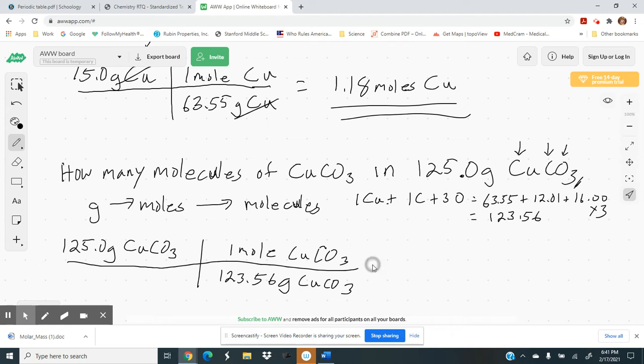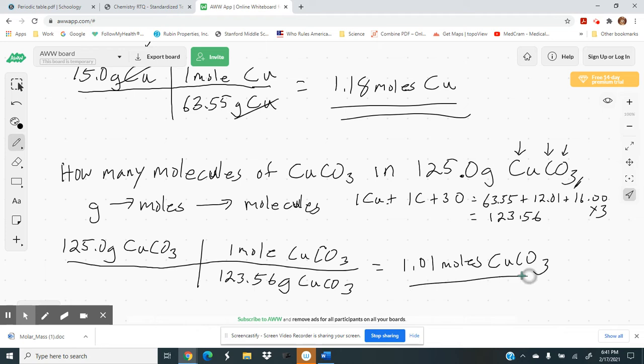Okay. And when I take 125 that it was given, divided by 123.56, what I get is 1.01 moles of copper carbonate.